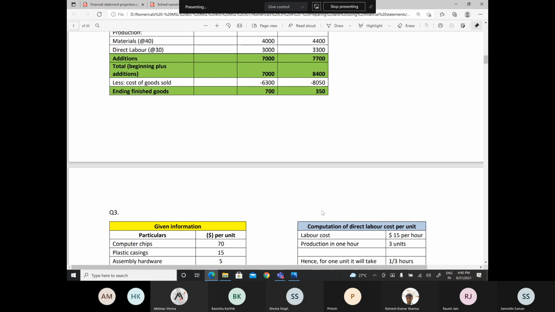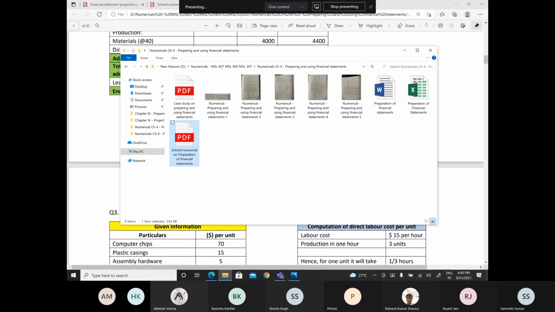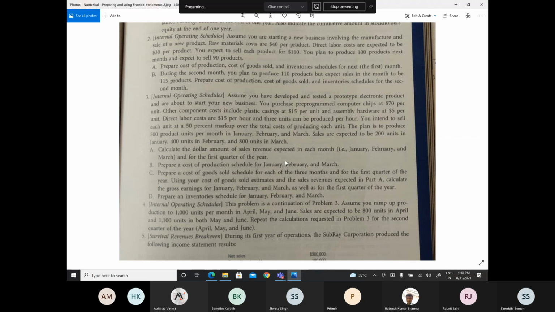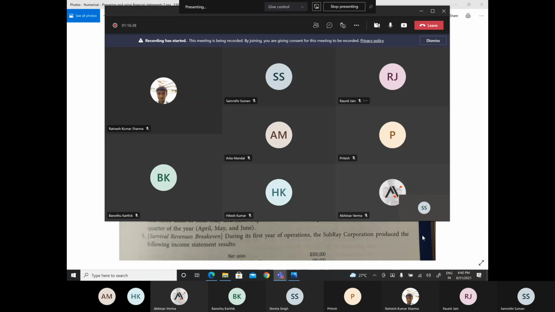Okay, so this is how your operating schedules are calculated. Very simple, nothing too difficult to understand at all. So I'm sure that questions 3 and 4 you should be able to solve on your own based on this. Do you want me to give you time, or do you want me to go through the other numericals? Tell me, class.